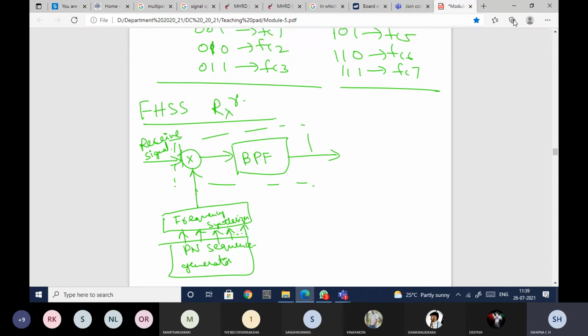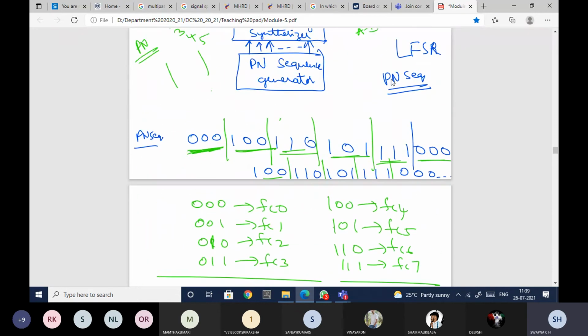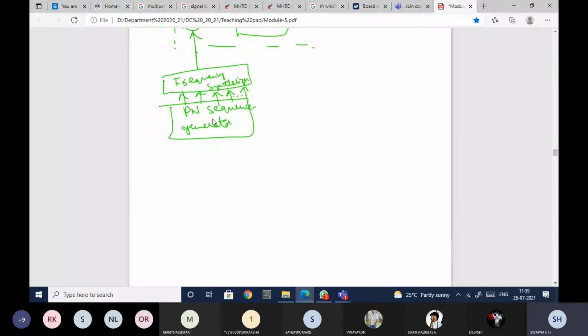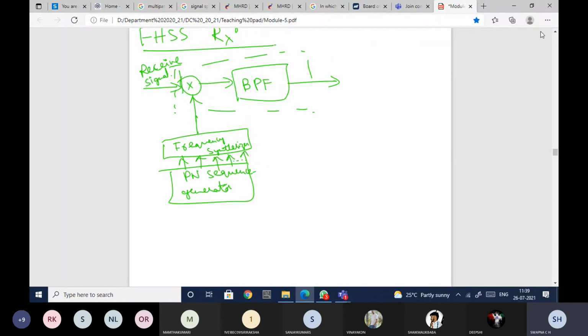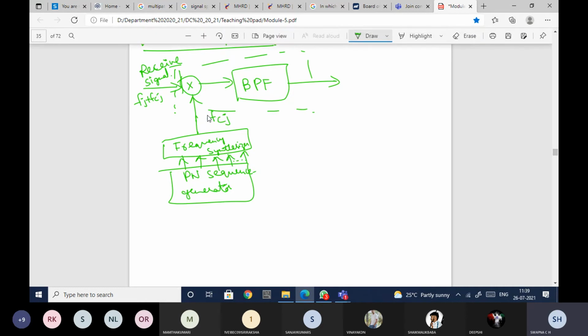If at the transmitter we have segmented into 3 bits, here also it should be segmented into 3 bits. Whatever frequencies were allocated at the transmitter, the same frequencies should be allocated at the receiver end as well. Here my incoming data is nothing but Fj plus Fcj, because the transmitter is emitting only this frequency signal, and from this frequency synthesizer I'll get Fcj. Again Fcj will be obtained.